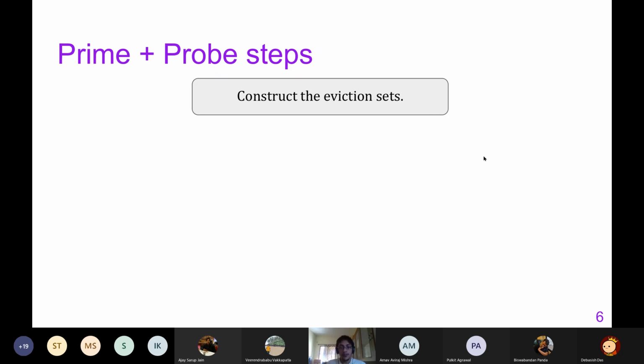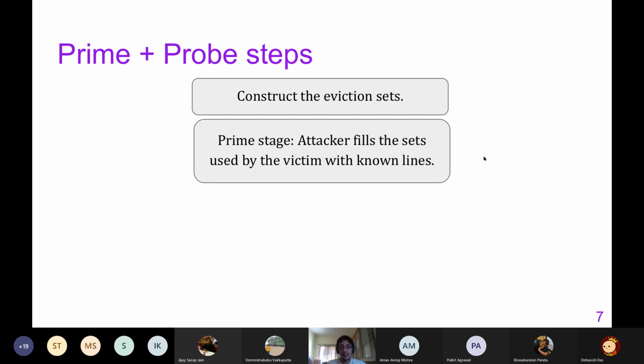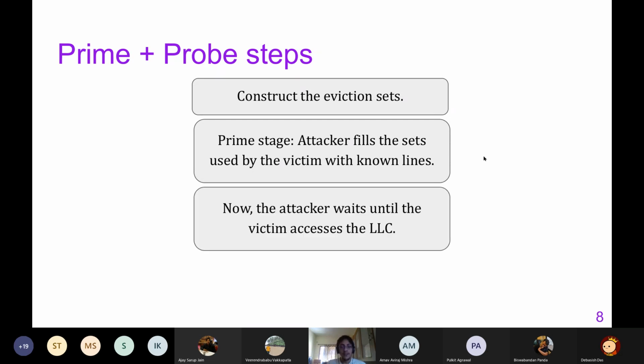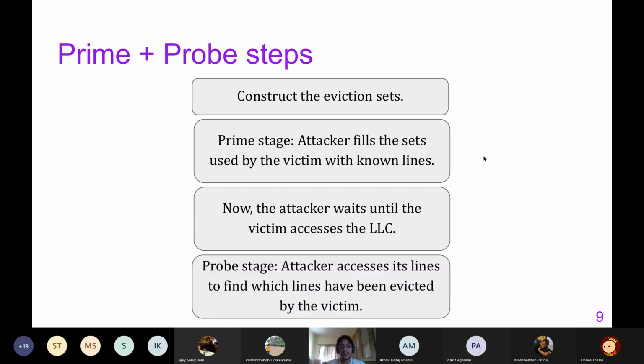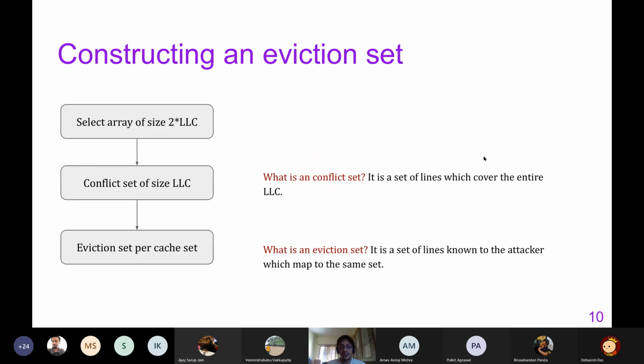So the Prime+Probe consists of the following steps. First step is to construct an eviction set. Then in the prime stage, the attacker fills the sets used by the victim with known lines. Then wait for the victim to make an access to those sets. Then once the victim makes an access, in the probe stage, the attacker reaccesses those sets to figure out which lines have been evicted by the victim. Using this, the attacker can figure out the victim's access pattern.